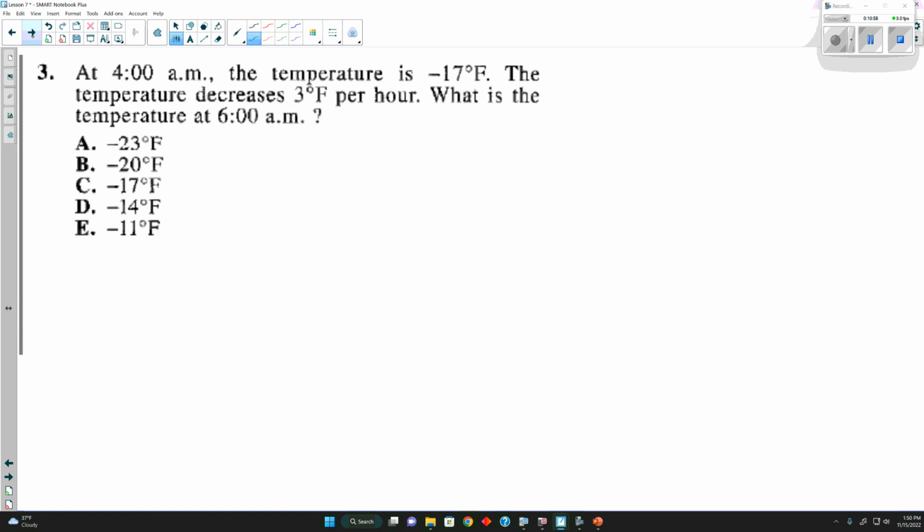So at 4 a.m., the temperature is negative 17 degrees Fahrenheit. The temperature decreases 3 degrees per hour. What is the temperature at 6 a.m.? So how many times is it decreasing? Twice, yes? So F is the correct answer. Any questions on any of this here? Are you ready for the next one?